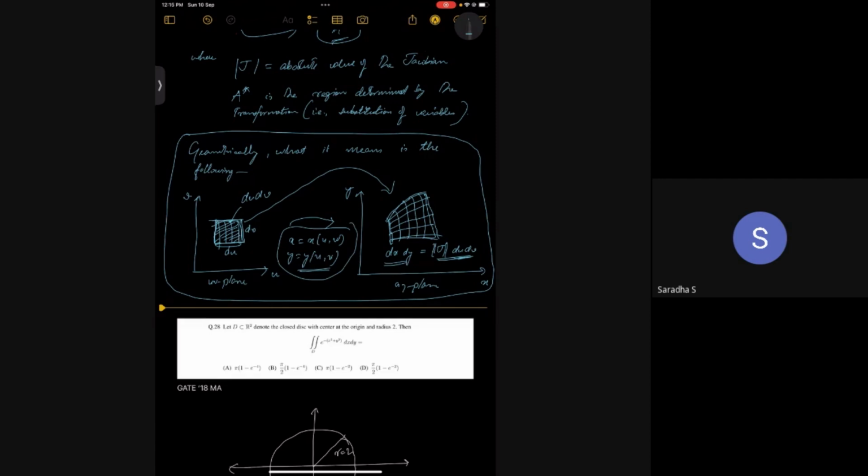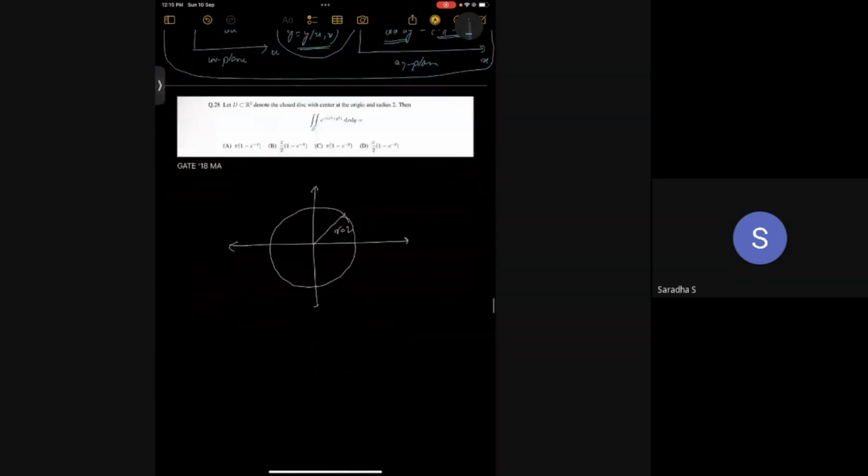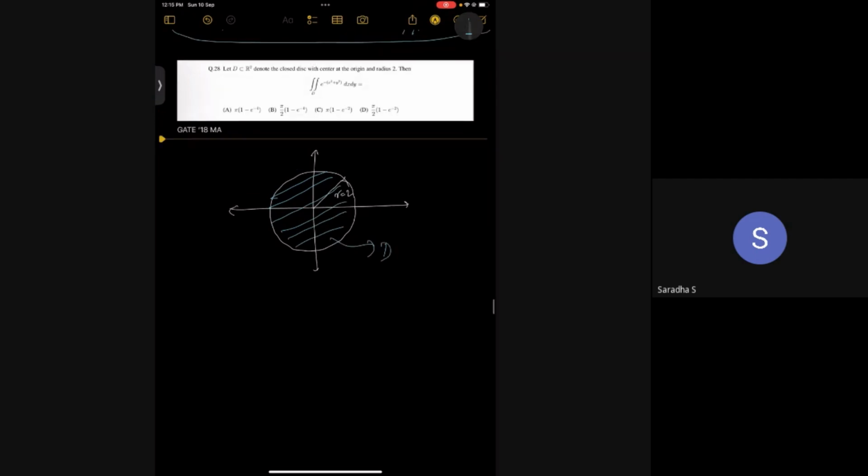I'll not go deep into this because this is our problem solving session. So let's try this problem. It was asked in GATE 2018 in mathematics. Let D denote the closed disk centered at the origin and radius 2. Then the double integral of this is what? So this is D, the closed disk of radius 2, and we want to compute this double integral.